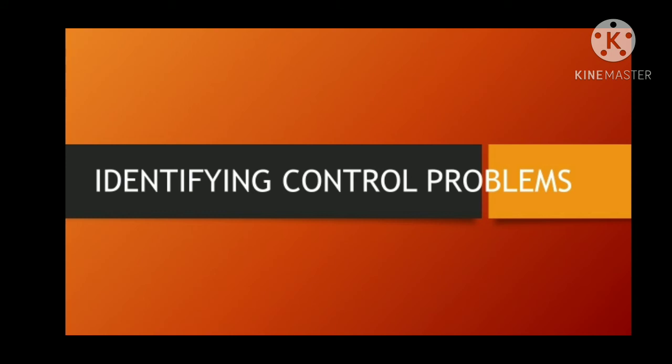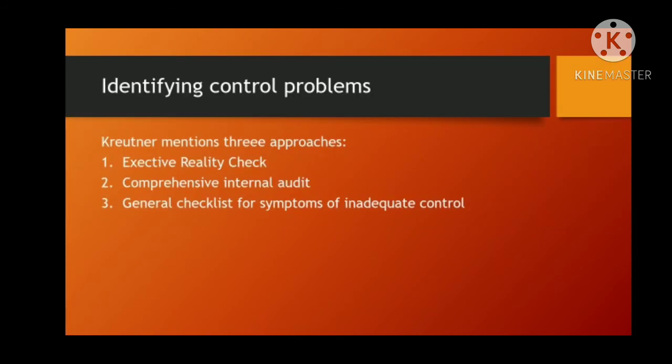So let's proceed to identifying control problems. Recognizing the need for controlling is one thing. Implementing it is another. When operations become complex, the engineer manager must consider useful steps in controlling. Kleitner mentions three approaches. First is the executive reality check. Second is the comprehensive internal audit. And third is the general checklist of symptoms of inadequate control.